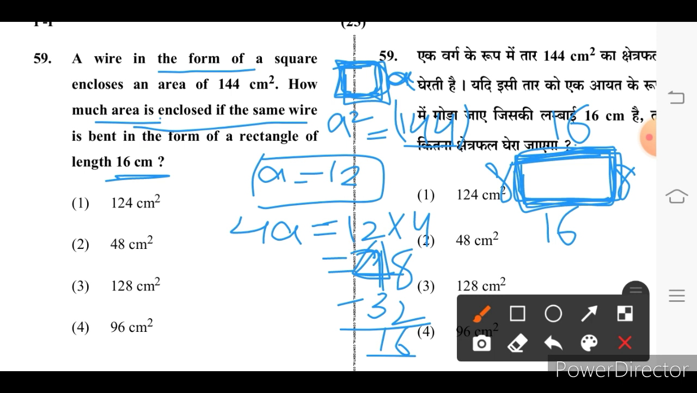And find the area. How much area? What is the formula for the area of a rectangle? L into B. That means 16 into 8. 16 eights are 128. So the third option is correct.